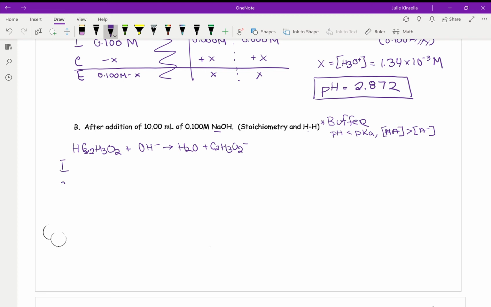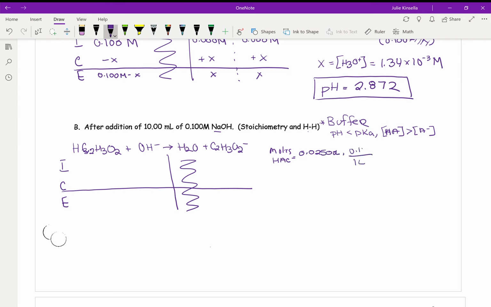All right, so ICE. Now for this, I'm going to be using this in terms of moles here. So for my moles of my acetic acid, I just have to know that it's 0.02500 liters, and it was a 0.1 molar solution, so I get 0.0025 moles of it. So I'm going to start with that.